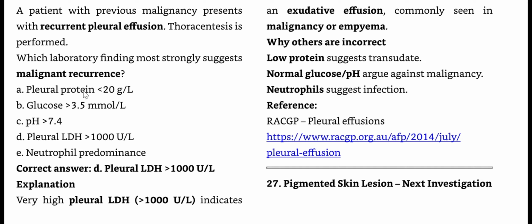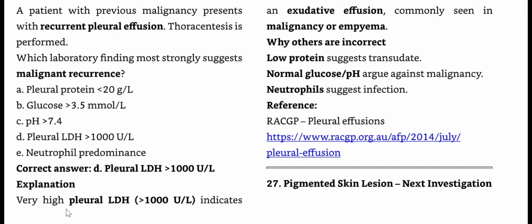Pleural protein, glucose, the pH, pleural LDH, neutrophil predominance. The correct answer is the pleural LDH more than 1,000 unit per liter.